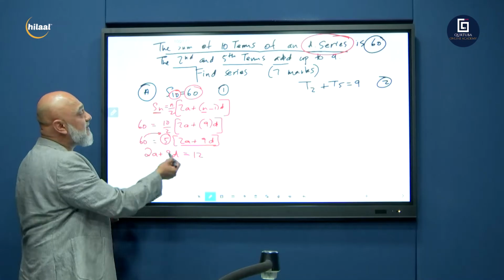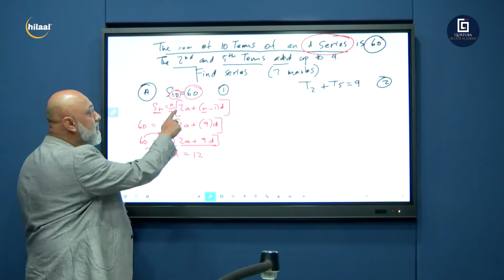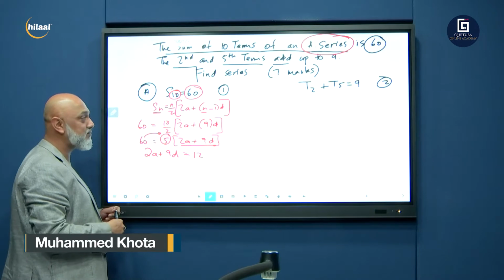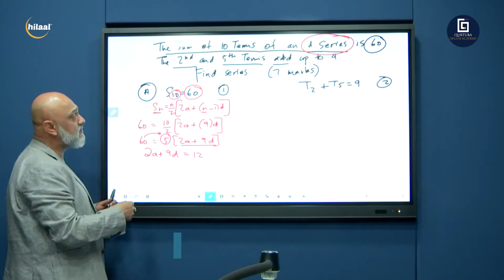This is how you construct for arithmetic. If it was geometric, you'd have to use the Sn formula for geometric. We're going to get to that just now. So you've got this one down, right?